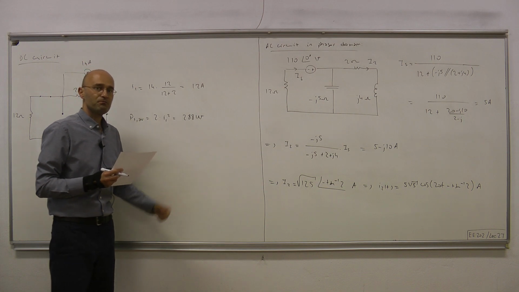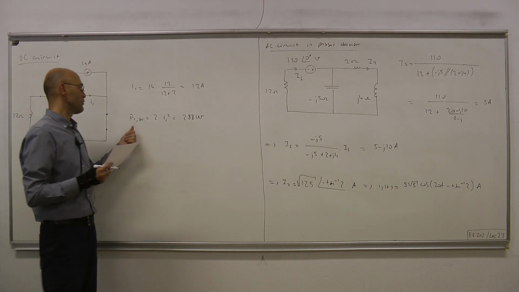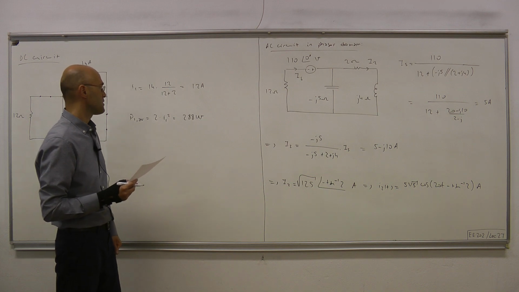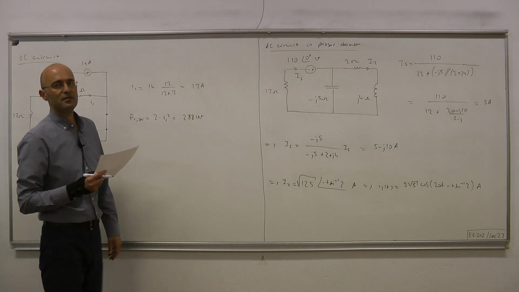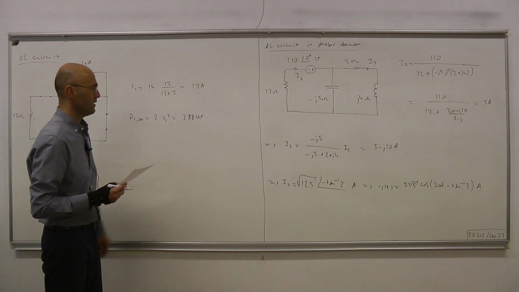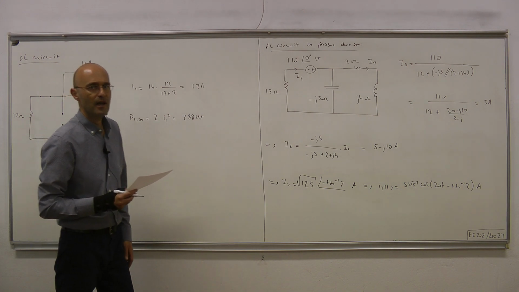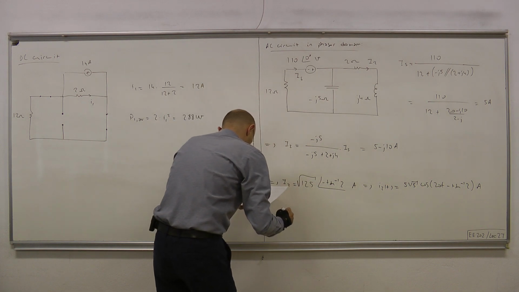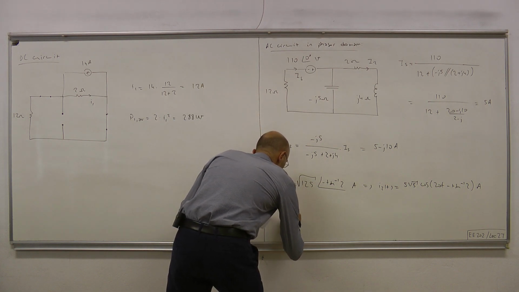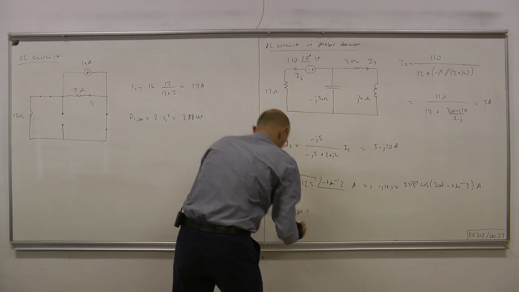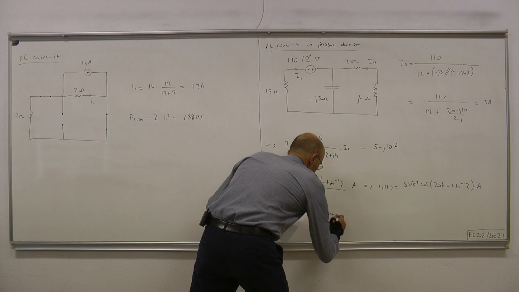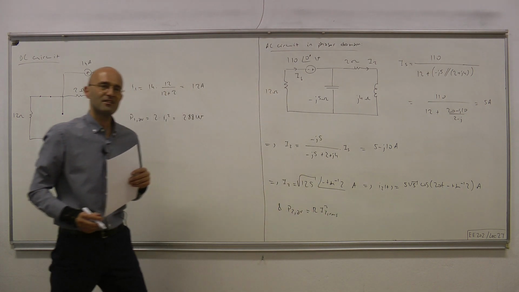We can also write down the average power by simply superposing the individual average powers, because we have two different frequencies. Let's also quickly write down the average power for the second case. P2 average equals R times I2 effective or RMS square.